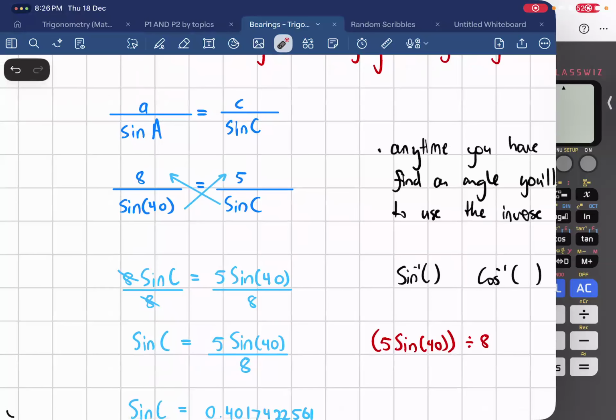Here it is. Anytime I have fractions, cross multiply. So Camille, you notice I multiplied 8 by sine C first. The reason I do that is so that I can get the C on the left hand side. And we typically like unknowns on the left hand side. If you're trying to find something, we usually keep it on the left hand side.